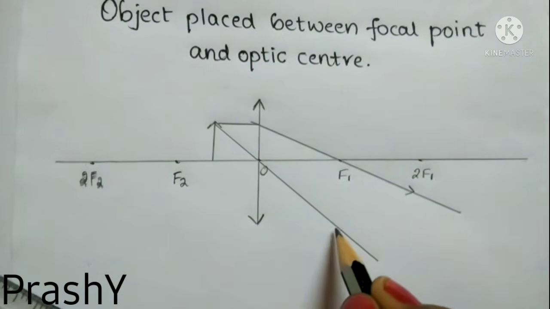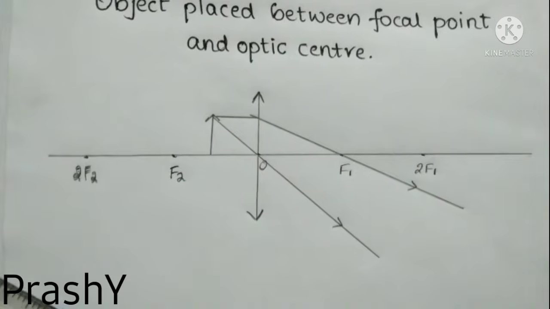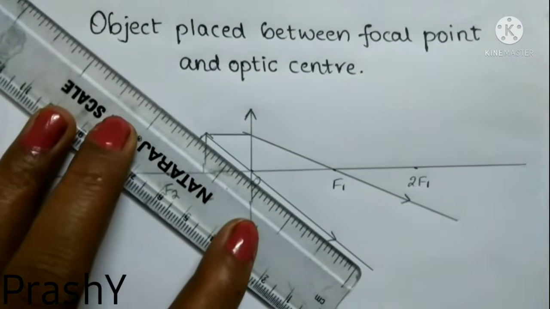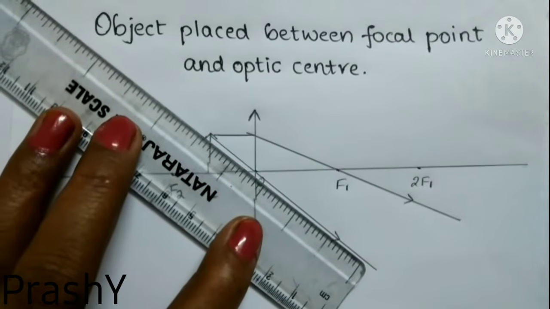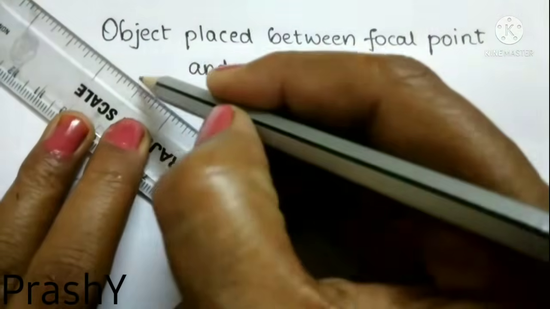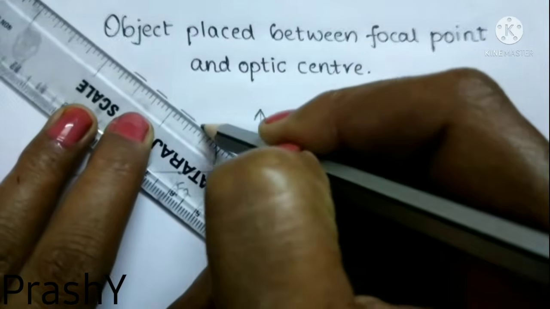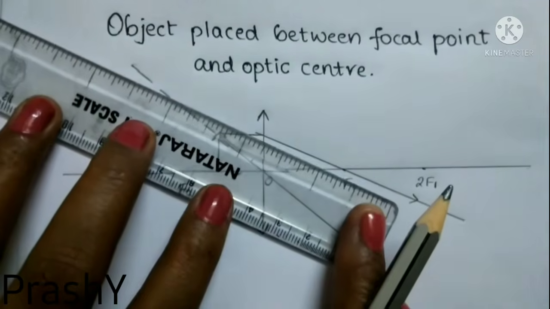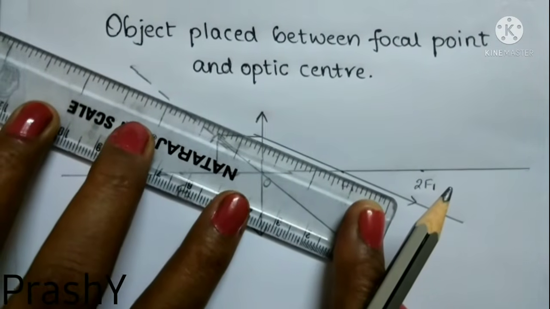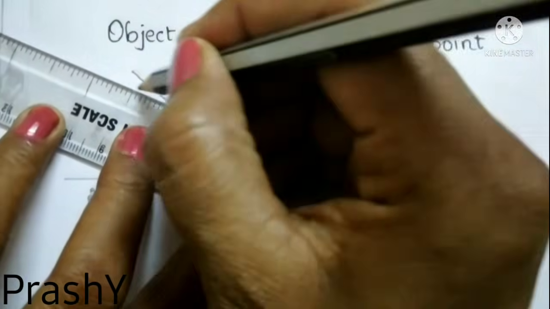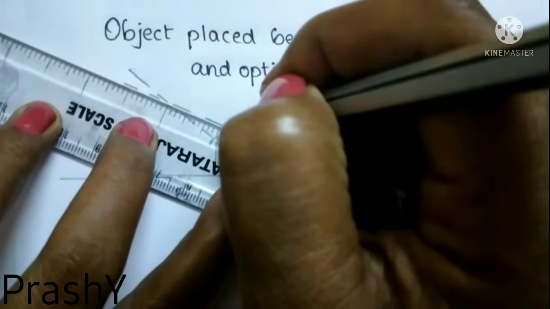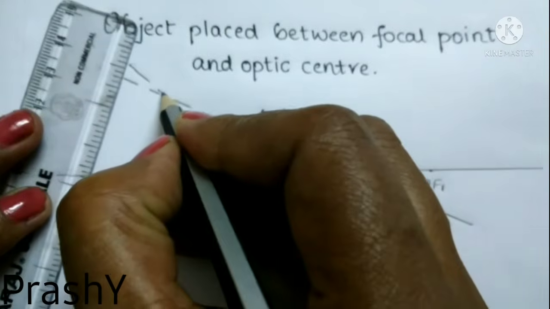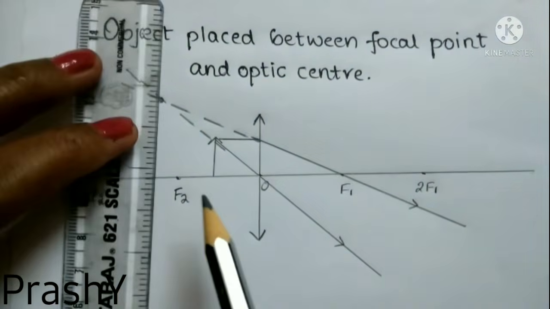So if you observe, these two rays will never meet. So what I will do is I will extend it towards the back side. So this side I am extending these two rays so that they may meet somewhere. So this is one extension, and the second ray also I am extending. So I found that these two rays on extending, they are meeting at a point. So at this point I'll get the image.